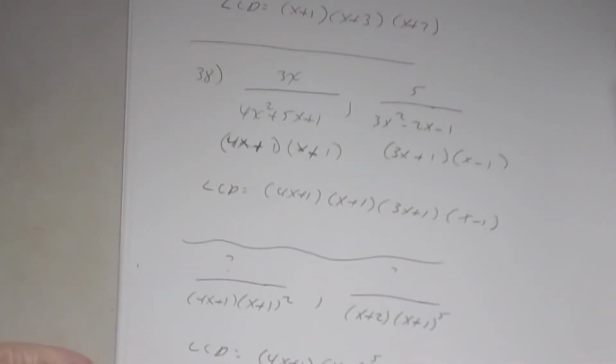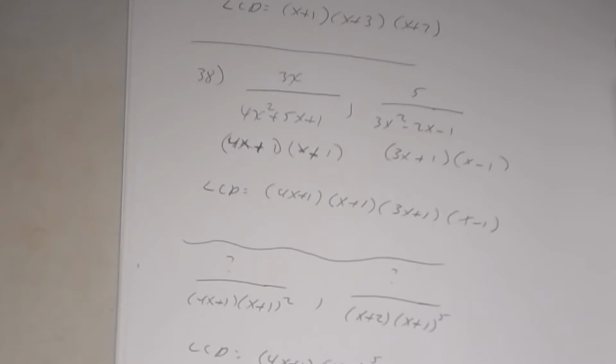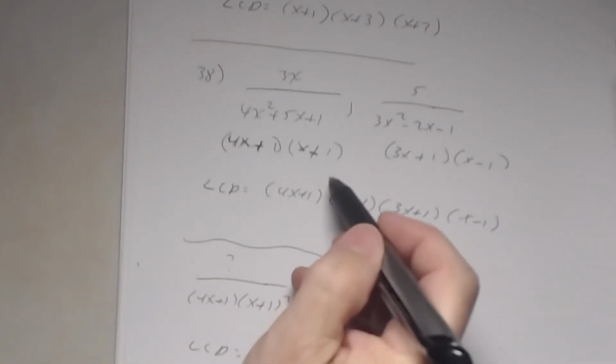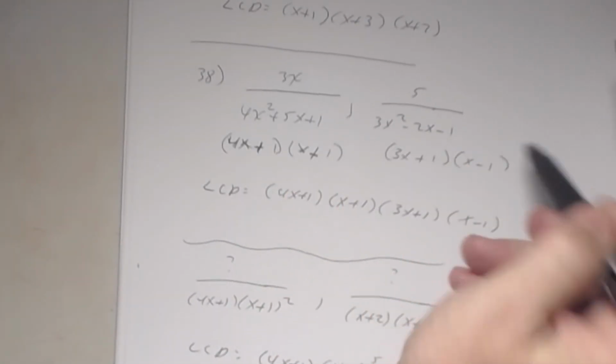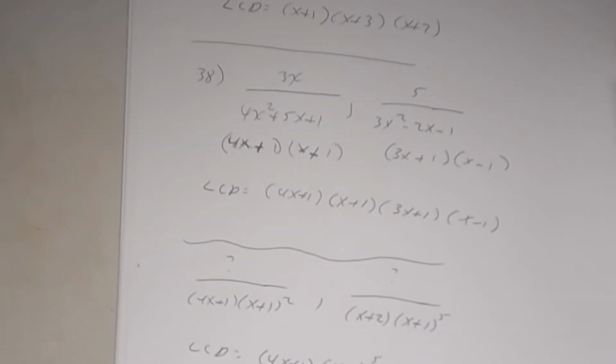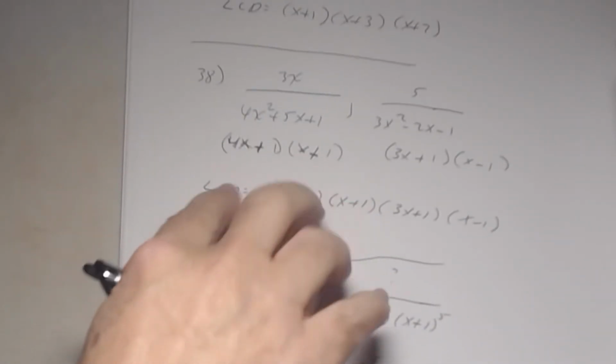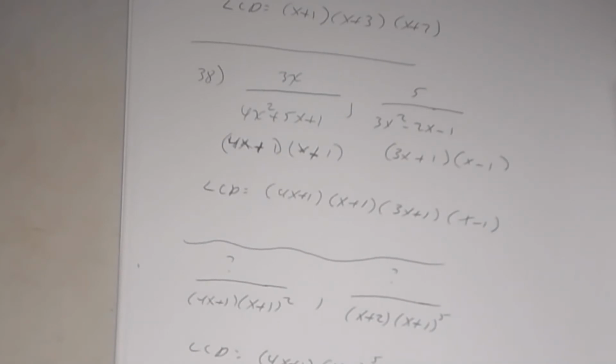Okay, so the next one you see is what? X plus 2. So every factor that you see has to be part of your LCD. The question is, how many do you need? Now this one was easy because all these exponents were what to begin with when you factored? They're all ones. So when you factor, each of those factors has to be in your LCD. The question is, how many do you need? And that's where these exponents come into play.